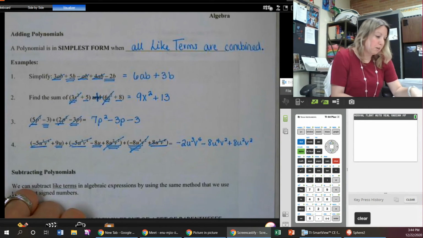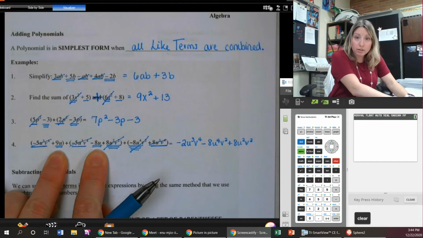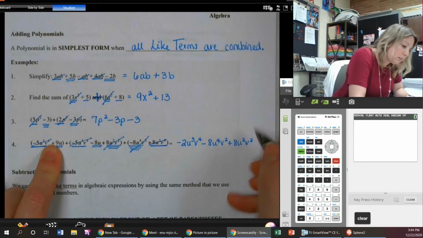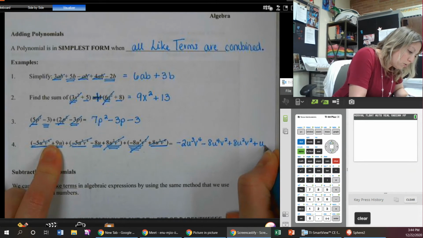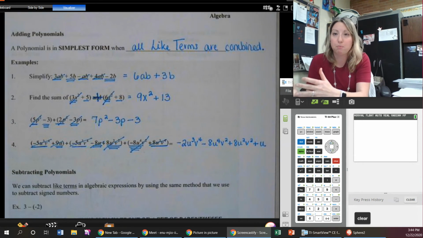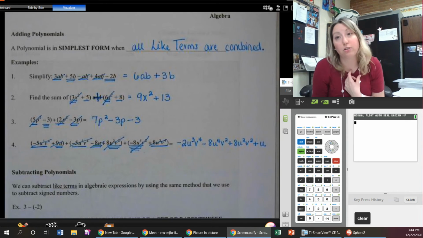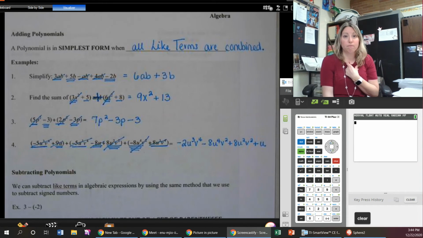Cross that guy off. It didn't combine with anything. Last terms to combine are like terms, so they can add up. 9 minus 8 is plus 1u. And I don't write the 1 in front because having a single u is the same as writing the 1 in front. Could you write the 1 in front? Yes. I do not. Okay.